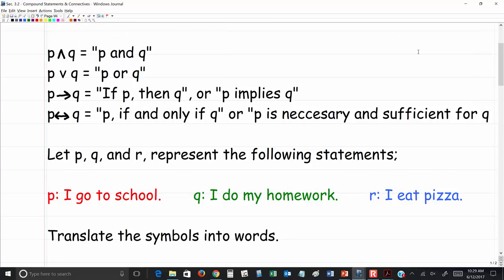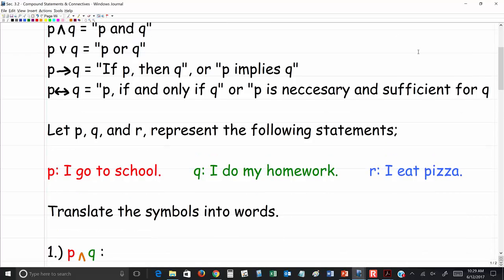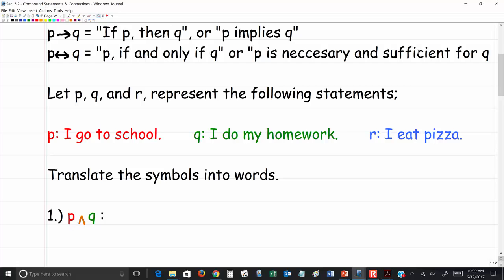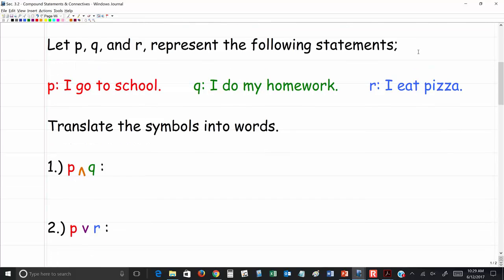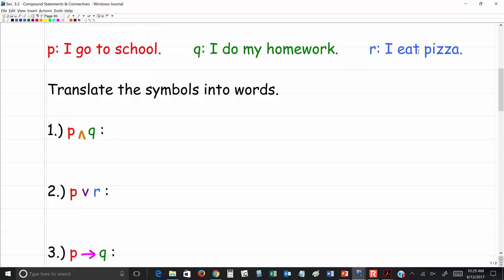Okay, so here's an example. We're going to be working with 3 statements. P represents the statement, I go to school. Q represents the statement, I do my homework. And R represents the statement, I eat pizza. So number 1 is basically saying P and Q. To write that in words, that would be, I go to school and I do my homework.